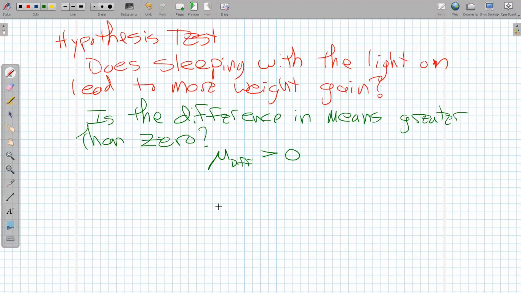An alternative. Yeah, it's an alternative because there's no equals. If someone came out and said, hey, there's no difference, it doesn't matter whether the light's on or not, that would be no difference, would be equals 0. So that would be the null. This one has no equal sign in it based on the way the question was phrased. And so this one would be an alternative.